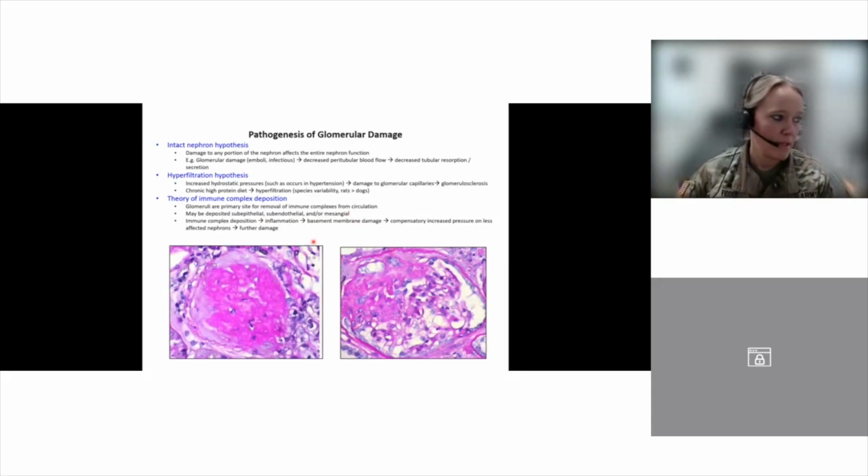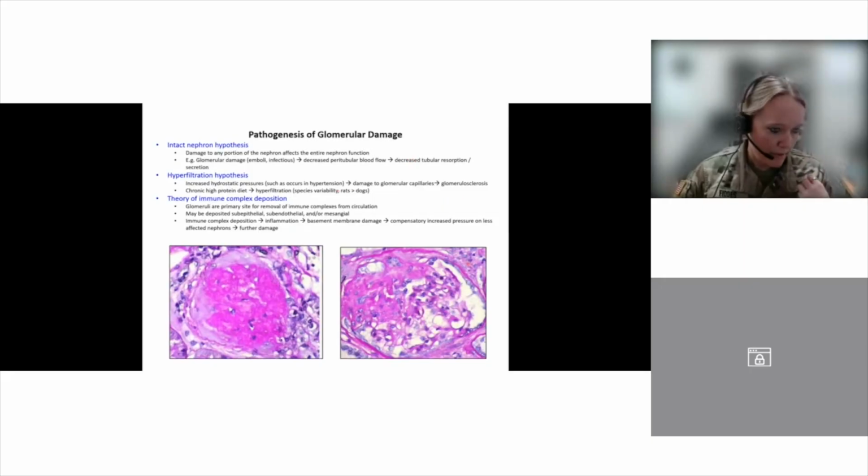When you get this deposition, it stimulates inflammation, release of cytokines, and damages the basement membrane. When you have damage to the basement membrane, all kinds of things can get through the capillary that shouldn't, or things that should get through there can't. And then it can cause pressure on less affected nephrons, causing further damage. Then if you're damaging the glomeruli, given the intact nephron hypothesis, you're also going to be damaging the tubules.